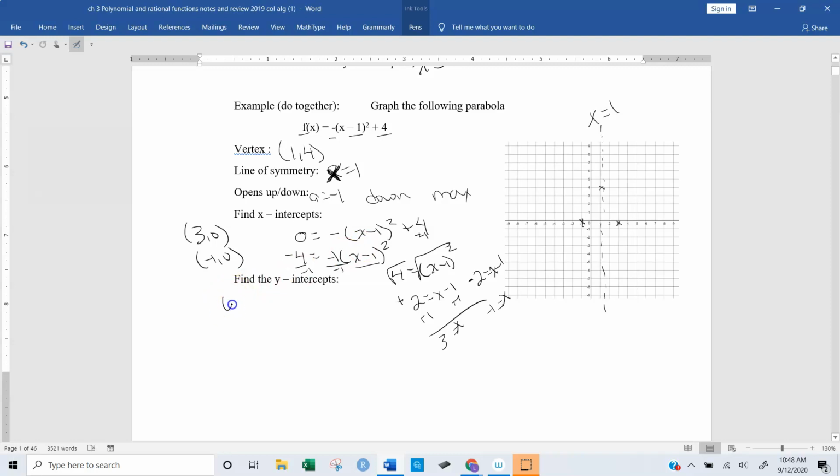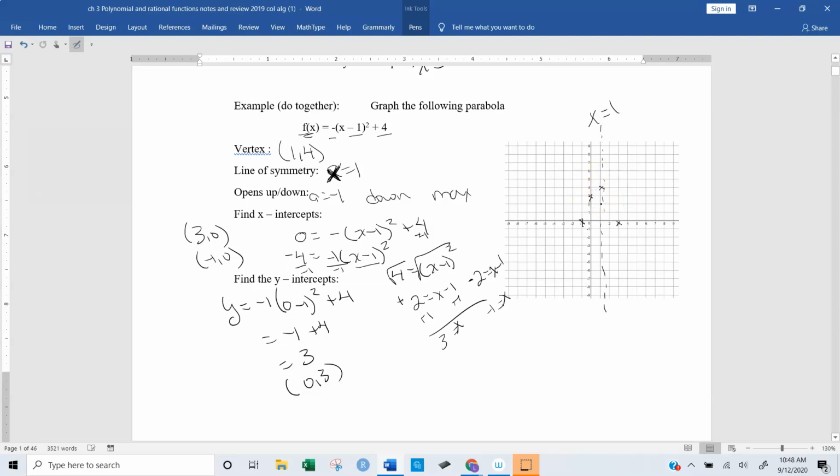So now we have y equals, so we're up to this equation, remember f of x is y, -1, 0 for the x, plus 4. So now we have -1 squared is 1. 1 times -1 is -1, plus 4. So we have my y-intercept is 3. That is written as 0, 3, because now the y has the value. So we go to 3.